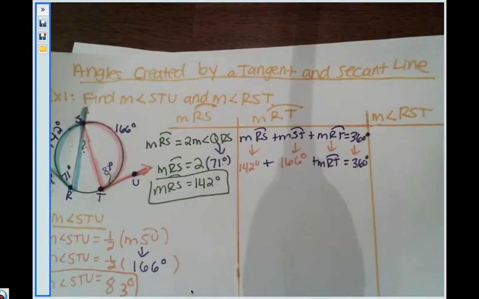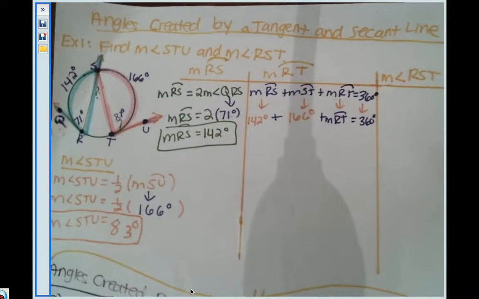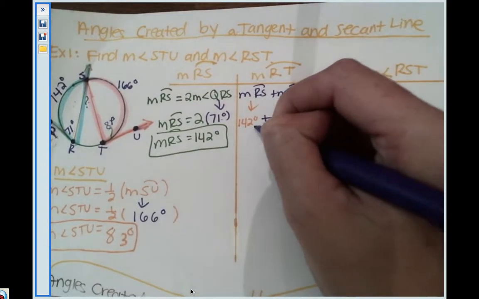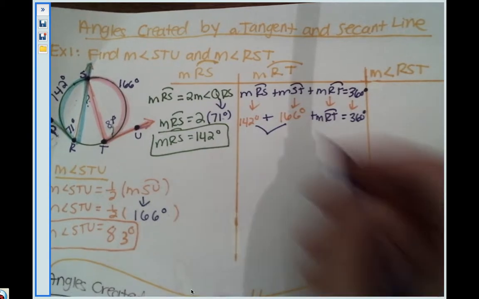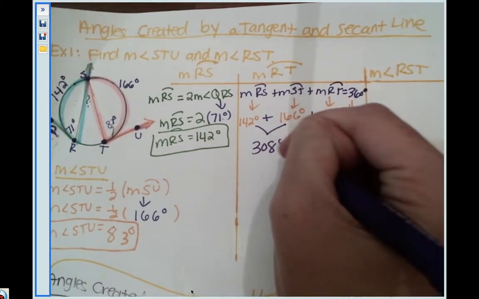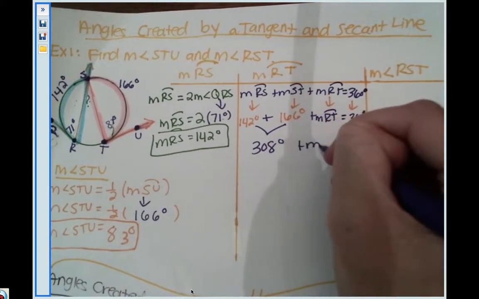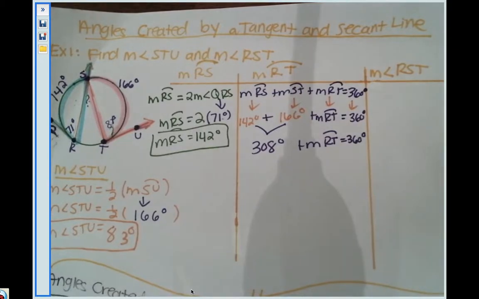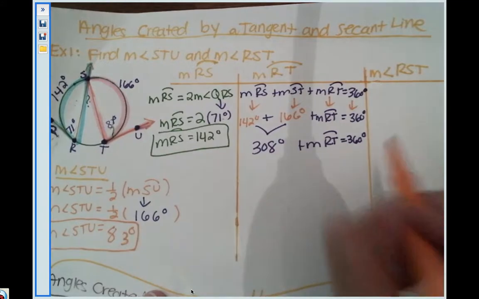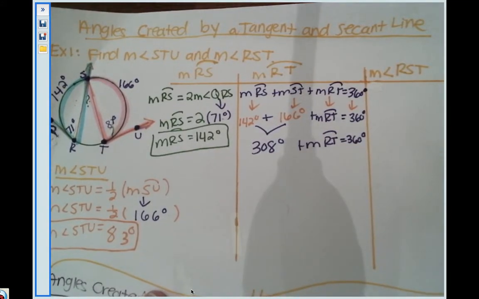All right, guys, let's solve this for arc RT. I'm going to combine my like terms, which are these two right here. 142 plus 166 gives me 308 degrees. Plus the measure of arc RT will have to be 360. Oh man, we're so close. I can smell the finish line. So how do I bring 308 to the other side?